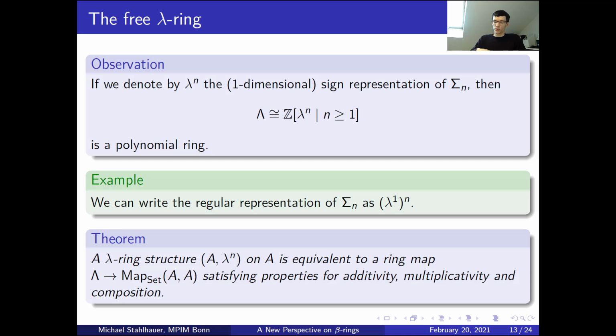And because we have this polynomial ring, specifying lambda operations on a ring is the same as specifying a ring map from this ring lambda into the ring of self-maps of A. So these lambda operations are equivalent to a ring map, and then the additivity, multiplicativity, and composition relations between these lambda operations can also be formalized in terms of this ring map. Okay, so this is now a nice formalism for studying lambda rings, which makes use of a universal object.